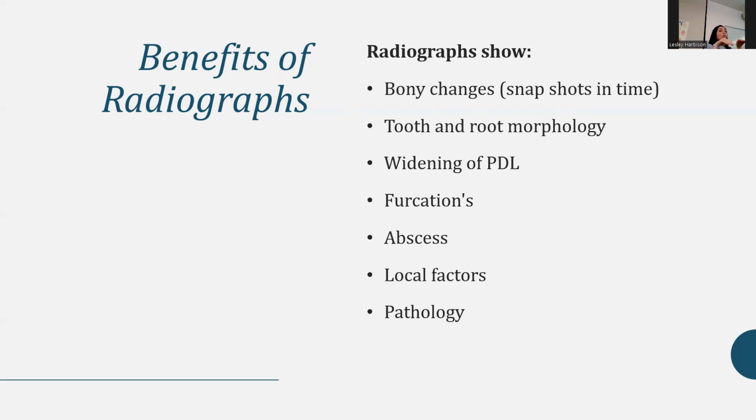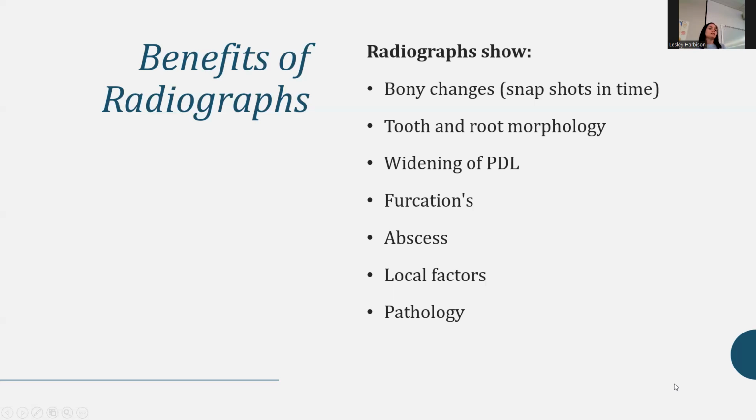Vertical bite wings are good for that because you're always taking them at a very similar angle. PAs may vary depending on who takes the film. We'll talk more about how that changes the look of it. Tooth and root morphology, you can see to some degree, widening of the PDL, furcations, abscesses, local factors, and pathology.